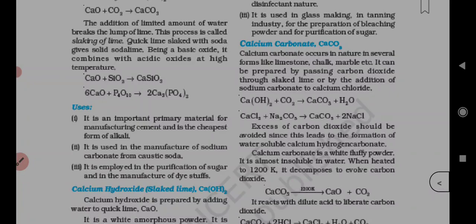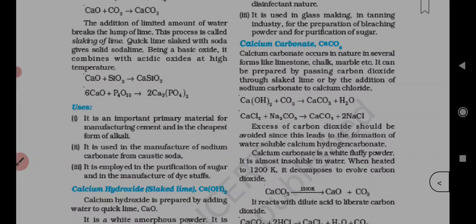Milk of lime reacts with chlorine to form hypochlorite. Milk of lime is nothing but Ca(OH)2. It reacts with chlorine, and a constituent of bleaching powder, hypochlorite, is formed. So what is bleaching powder? What is the bleaching powder component? CaOCl2.